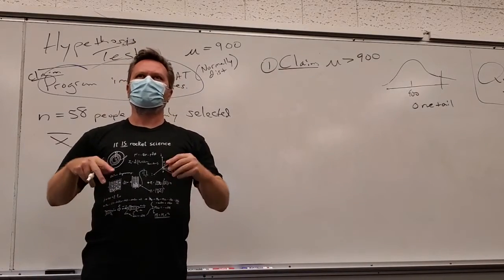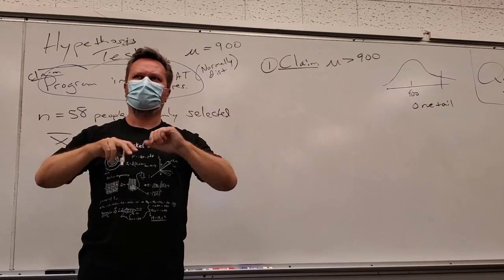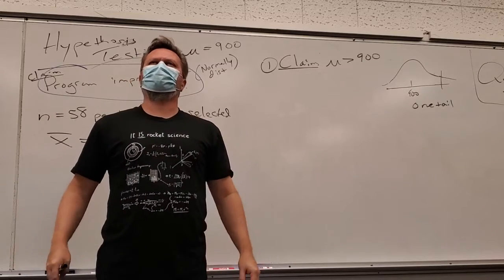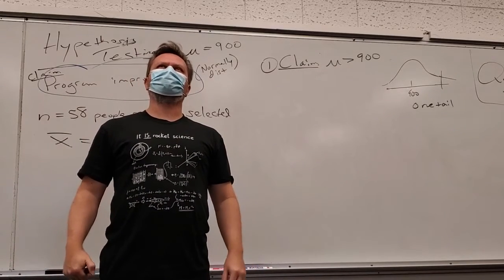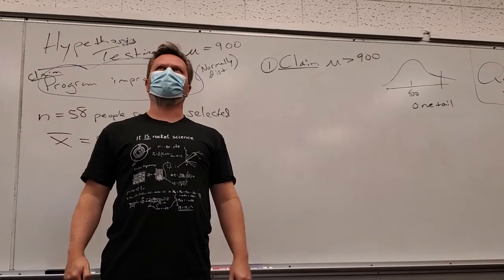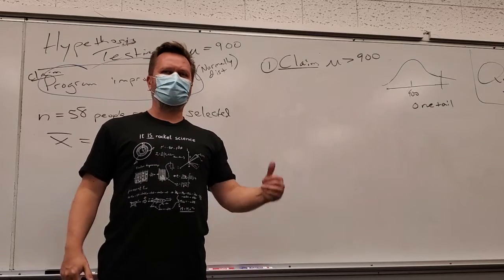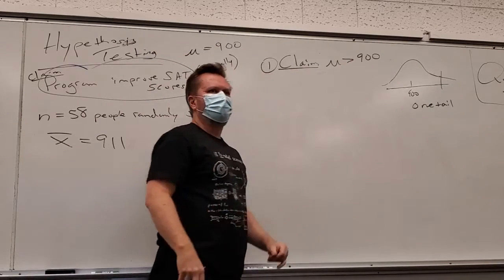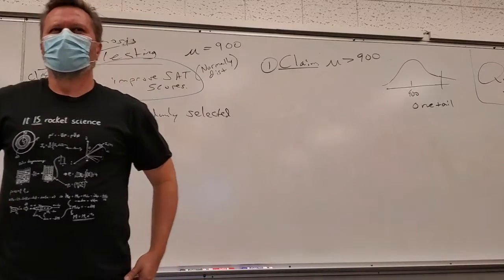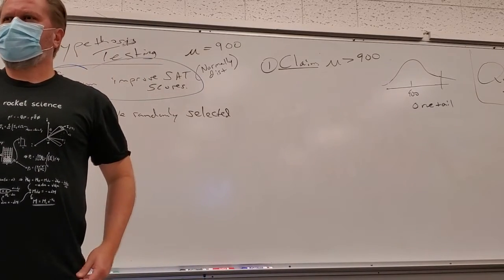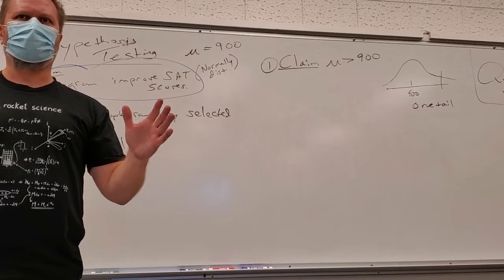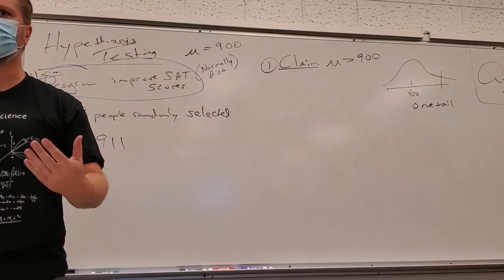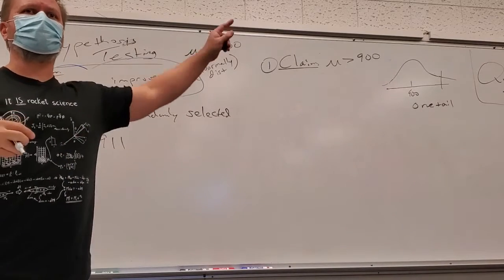Now, if that's my claim, what am I kind of fighting against? What's the right way to say that? What would somebody who thinks that I don't know what I'm doing think about my claim? So my claim is it's greater than 900. Somebody who thinks I'm completely wrong, what would they think would happen after my program? Do they think I would improve their scores? So they would think the exact opposite of this, yes?